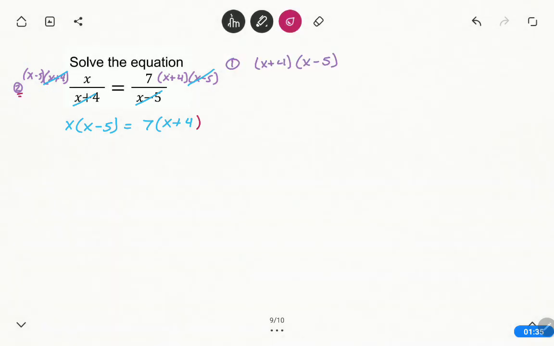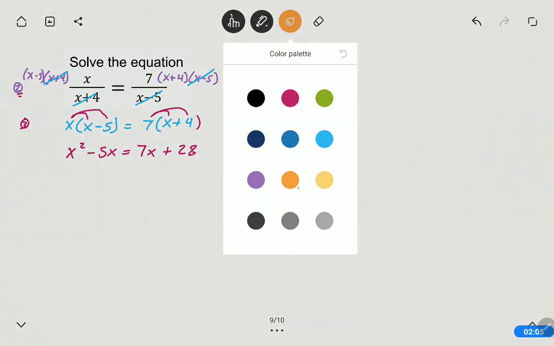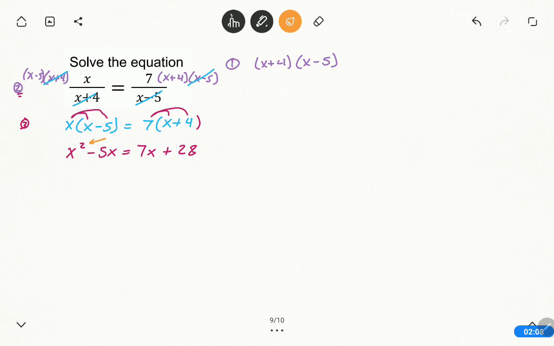Now this is an equation here. So after doing that second step of multiplying and canceling, we just have to solve the resulting equation, which we can look at a number of different ways depending on the resulting equation type. We're going to distribute out here so that we can see what type of equation it is. x times x is x squared. x times negative 5 is negative 5x. Distribute the 7 through, so 7x plus 28.